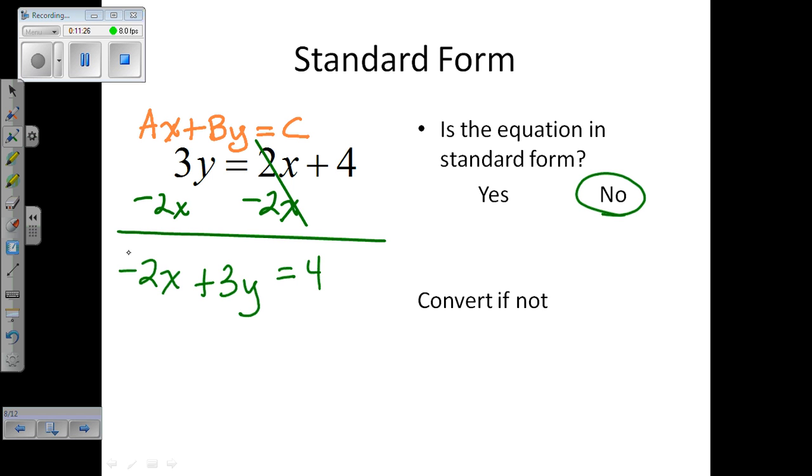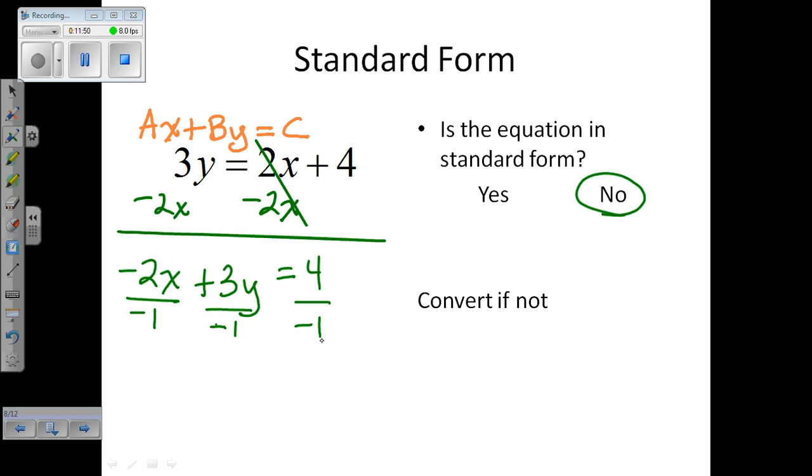And finally, A cannot be negative. Uh-oh. The A value here is negative. So that has to be fixed as well. To change something from negative to positive, there's a couple ways I could do that. I could multiply the whole equation by negative 1, which would change a negative 2 to a positive 2. Or I could divide everything by negative 1, which is what I'm going to do.